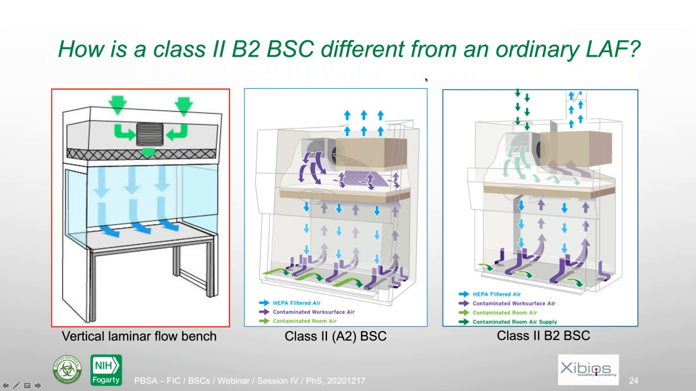Then with a class 2 B2 cabinet, you still have the laminar flow, and the laminar flow is created by some air which is pushed onto the working space through this fan, the fan of the biosafety cabinet. And the biosafety protection is done through sucking the air here, creating the barrier, but that's done by the other fan from the ventilation system.